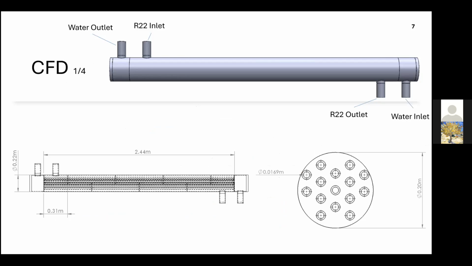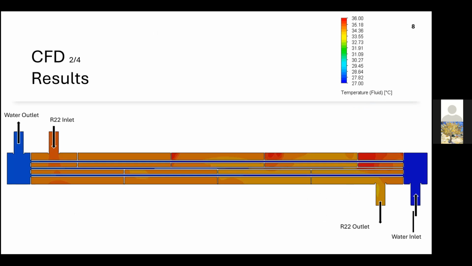R22 comes in at 35 degrees C at saturation temperature and saturation pressure. The mass flow rate is 2.2 kilograms per second. For the water, it comes in at 27 degrees C with a mass flow rate of 1.5 kilograms per second. And then you can see our model at the bottom with the dimensions that we used for our shell and tube.